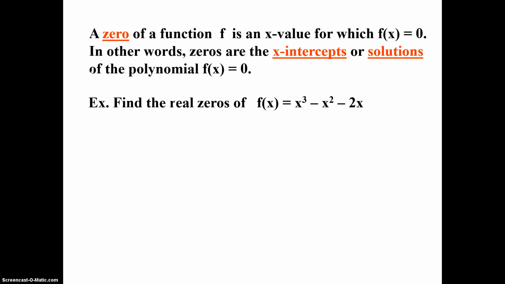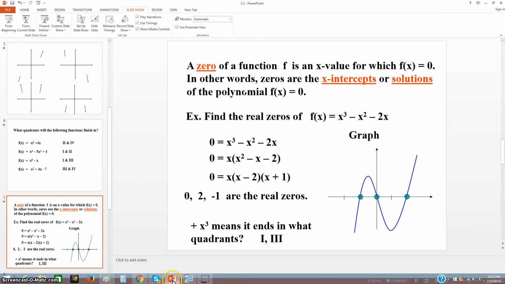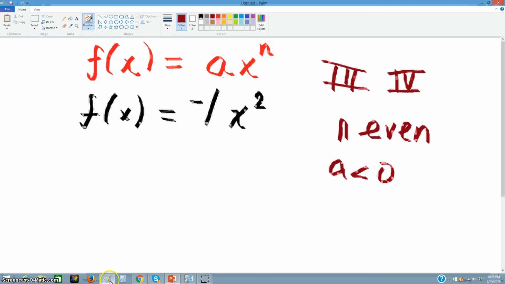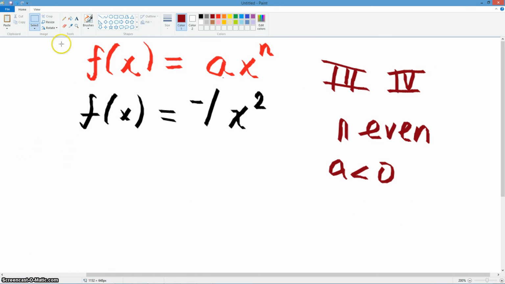Okay, let's move on. It says a zero of a function f is an x value for which f of x is equal to 0. In other words, zeros are the x-intercepts or solutions of the polynomial. I don't remember if I've mentioned to you, but I'm going to write it down for you.